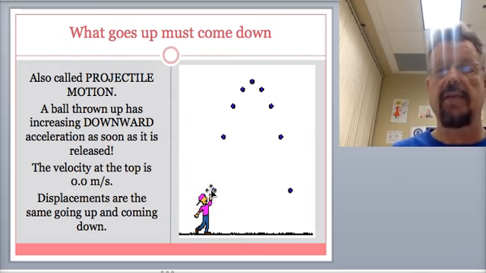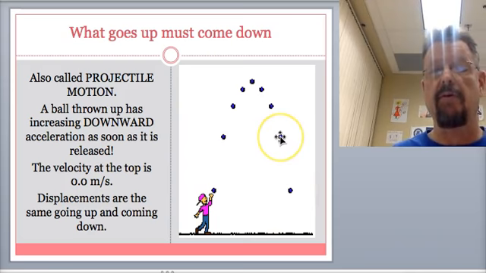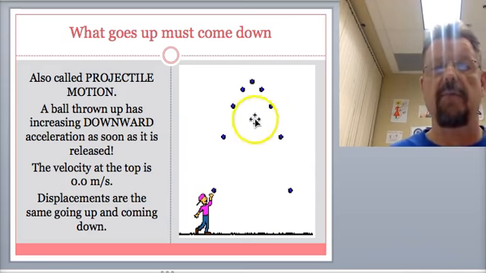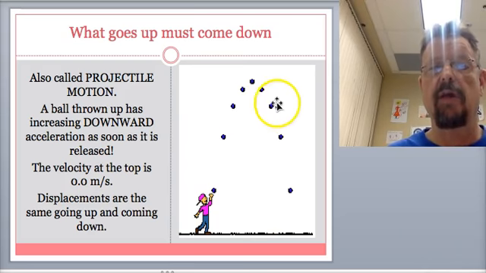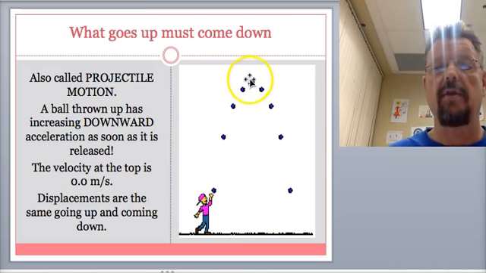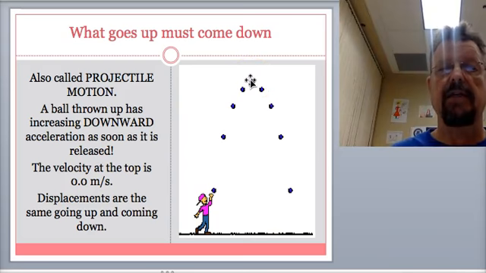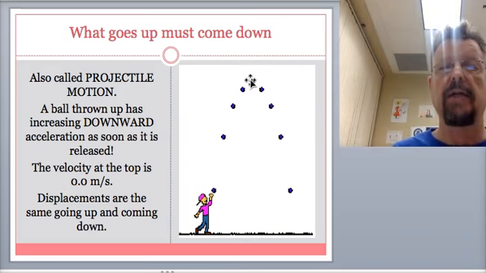the velocity is the same as at this point here. These distances here going up and going down are the same, and the velocities are going to be the same. Here as well, here as well. At this point, the velocity is actually 0, but it is still accelerating at a rate of 9.8 meters per second squared.